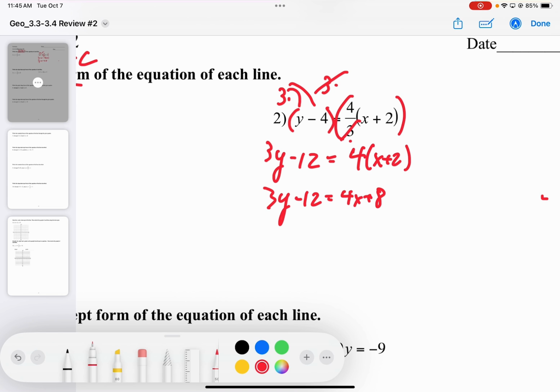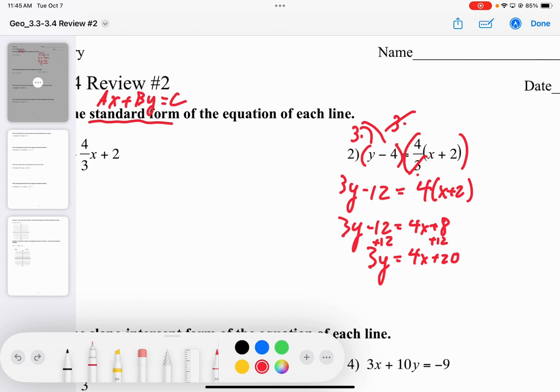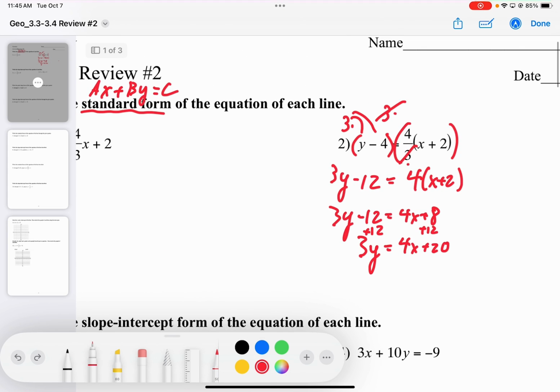All right. What do you guys want to do after that? Add 12 to both sides. 3y equals 4x. All right, so add 12, so plus 20. All right, I'm almost there. Don't lose sight of our goal. ax plus by equals c is our goal. So then what should I do after that? Take 4x away from both sides. So negative 4x plus 3y equals 20.